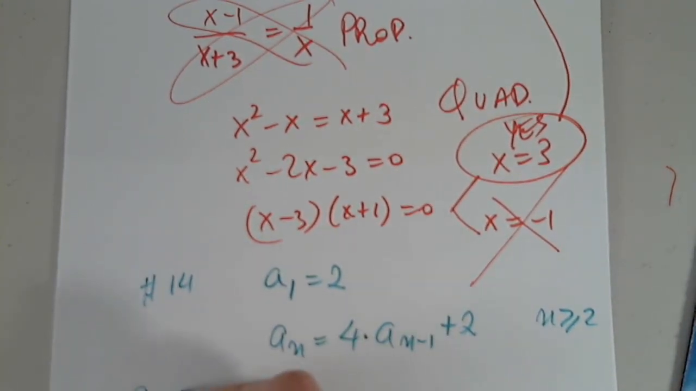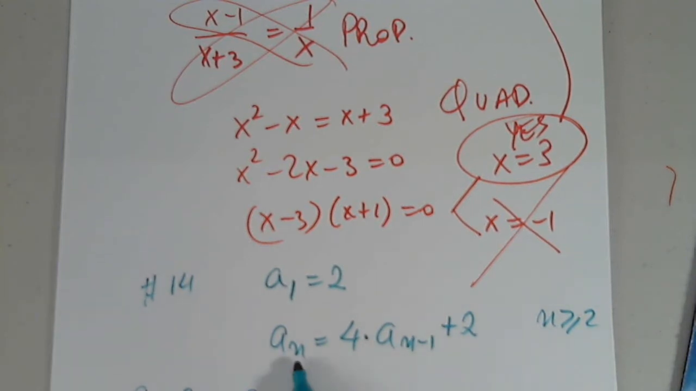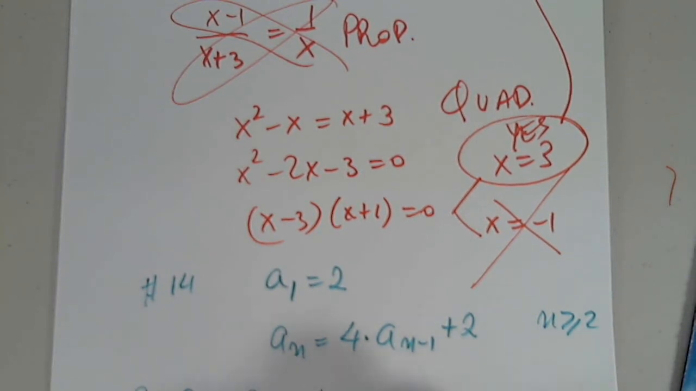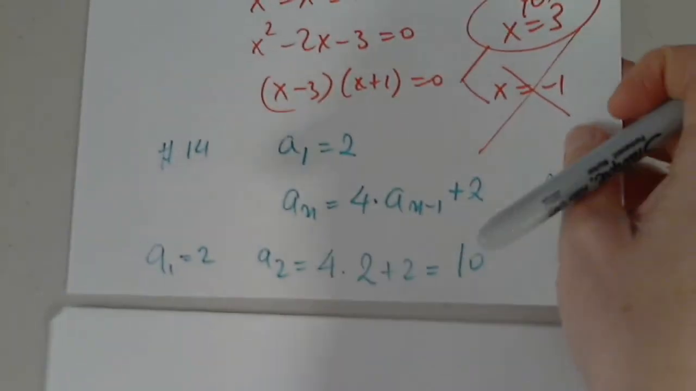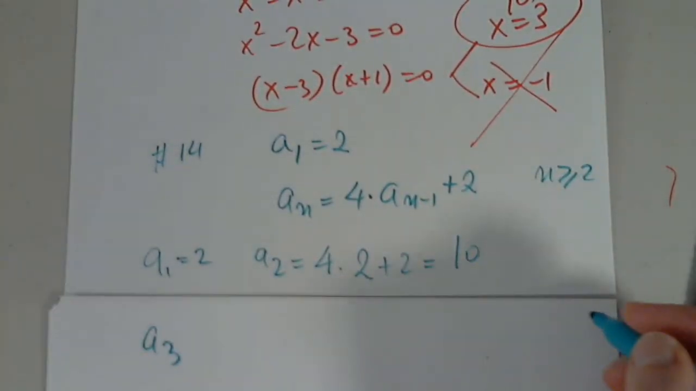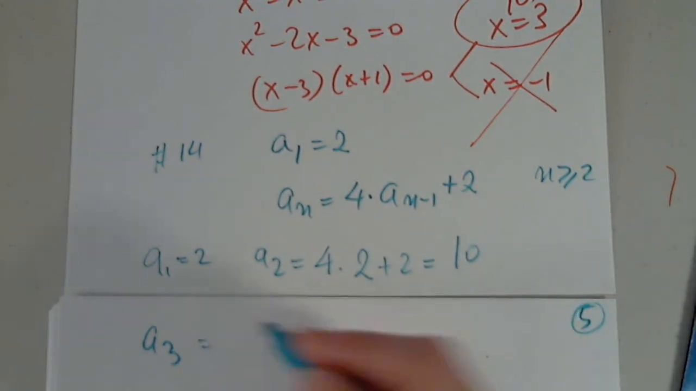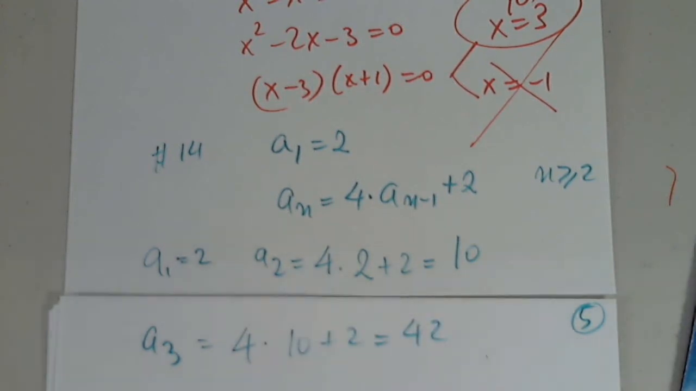I'm already given A1. I have to determine A2. A2 is 4 times A1 plus 2. 4 times 2 is 8. 8 plus 2 is 10. A3 would be 4 times A2 plus 2. 42. And last one, A4, would be 4 times A3 plus 2. So this is 168 plus 2, 170.